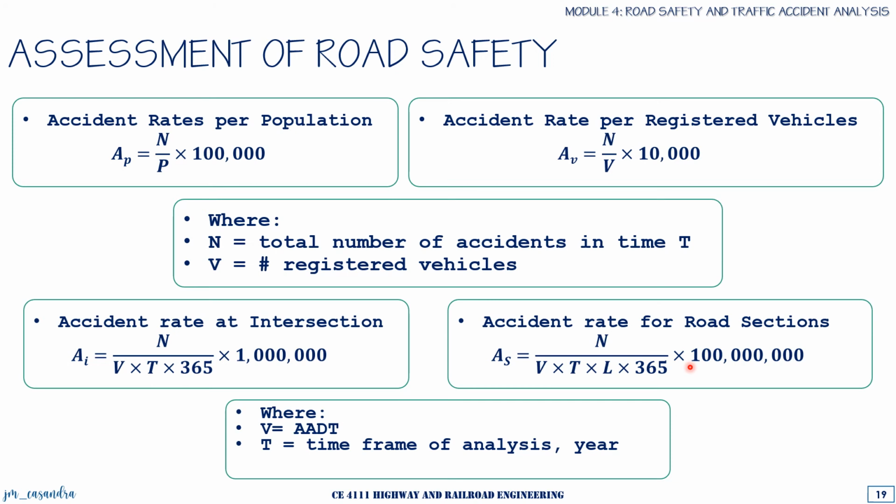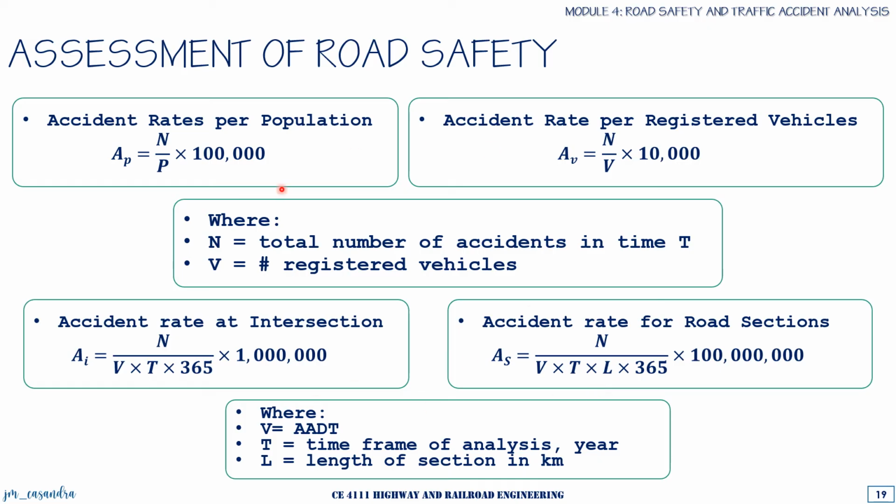T will be the time frame of our analysis, and that should be per year. So pag ang time natin is per year, then we have to convert it to days. That's why in our equation, we have 365. Kung ang given T is in days already, then you have to remove 365 in this equation. Okay? So, for road sections, L now will be the length of section measured in kilometers. So, you have to be consistent with your units if you're going to use your equations. So, if T is in years, you have to multiply it by 365 and then make sure that the length is measured in kilometers. Okay?